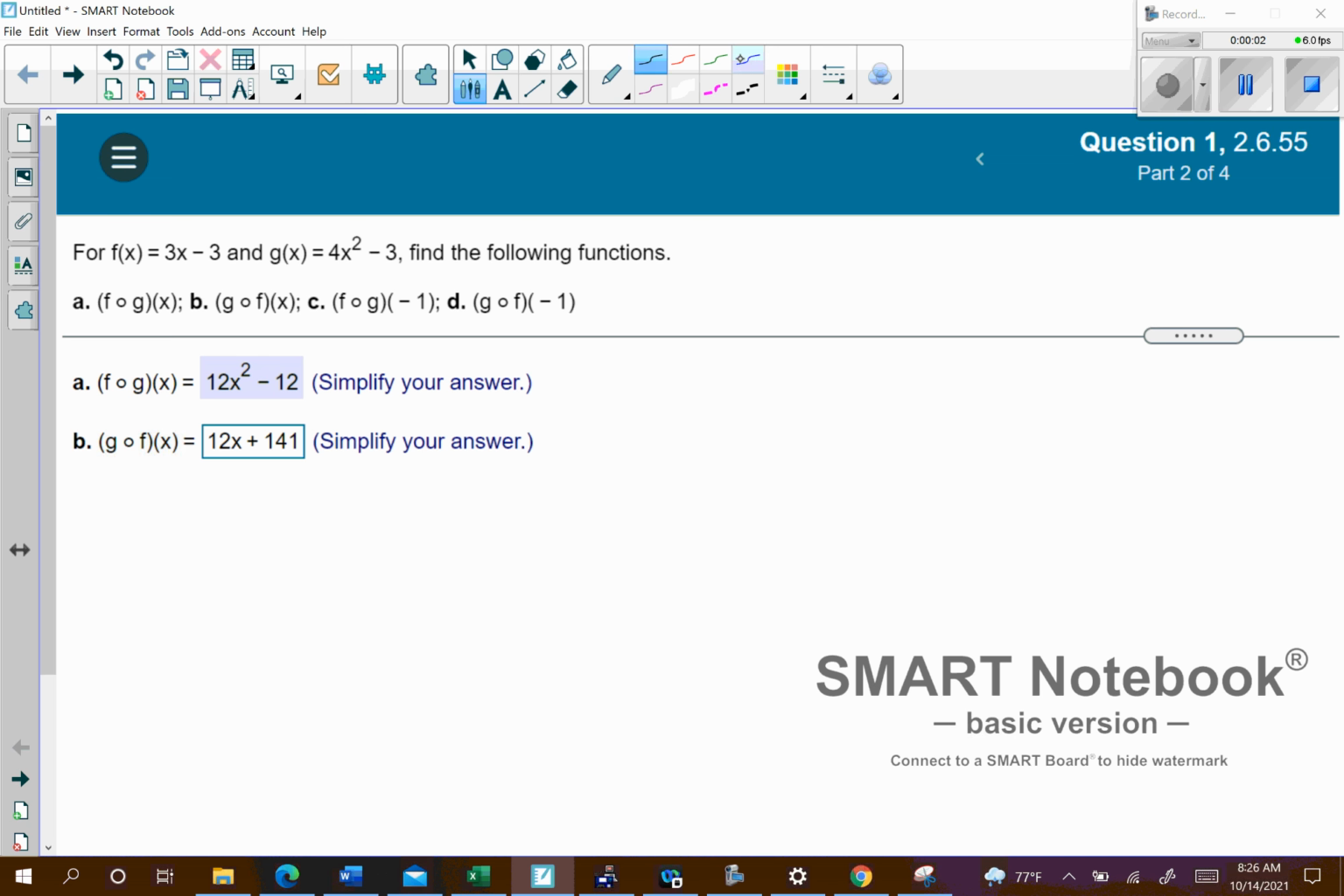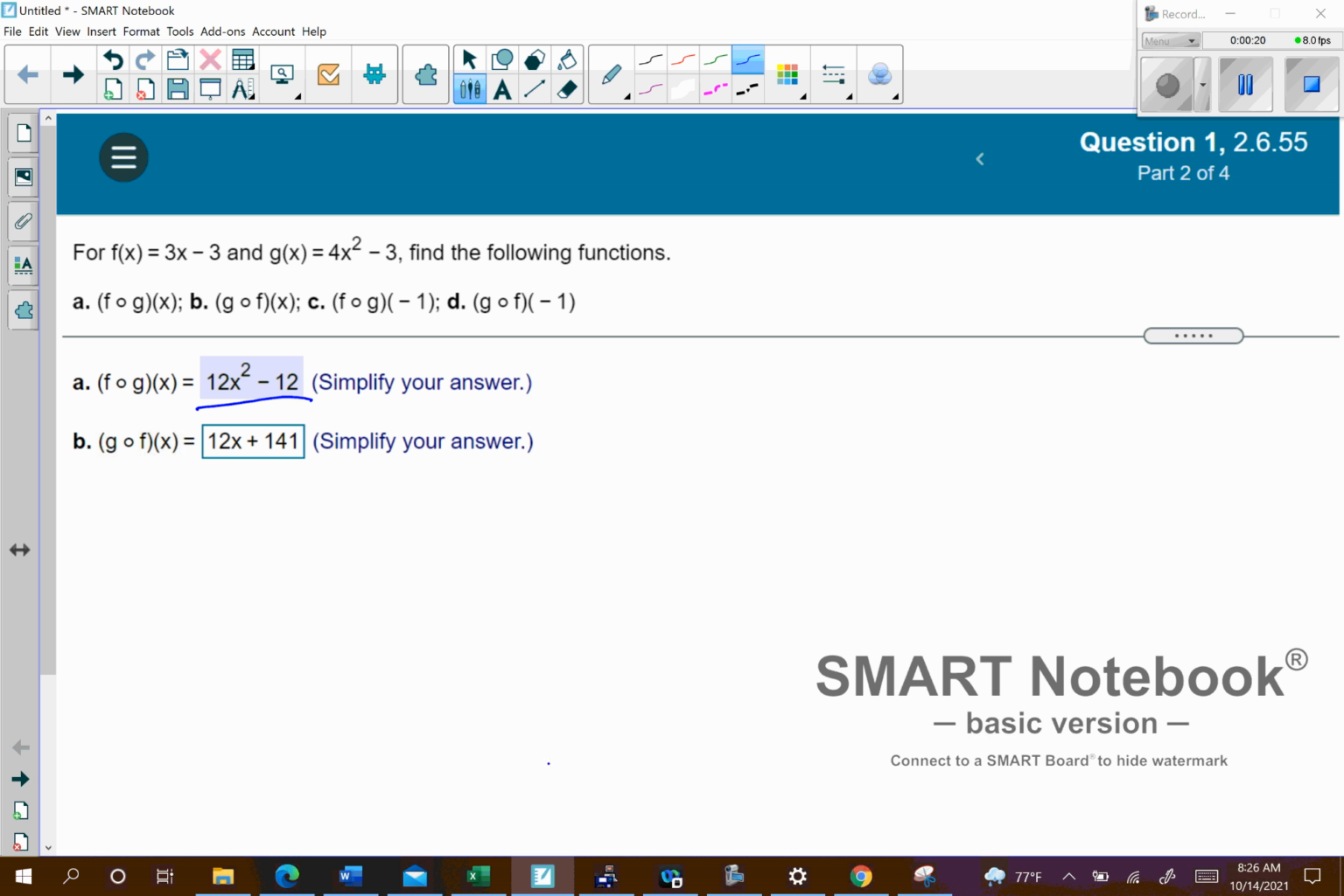Okay, so it looks like you got the first one. So let's take a look at the second one. And if you still need to see the part A, just let me know. But let's look at part B, and then we can also look at what the other parts are asking.